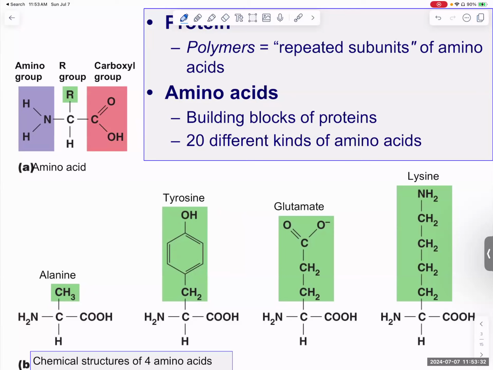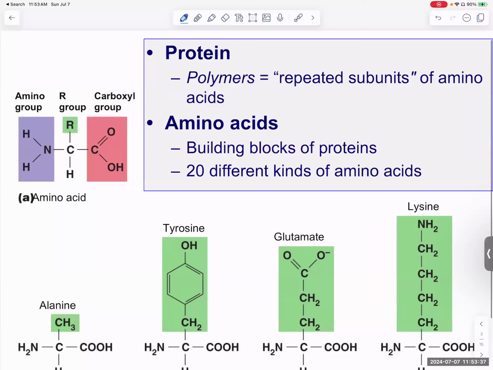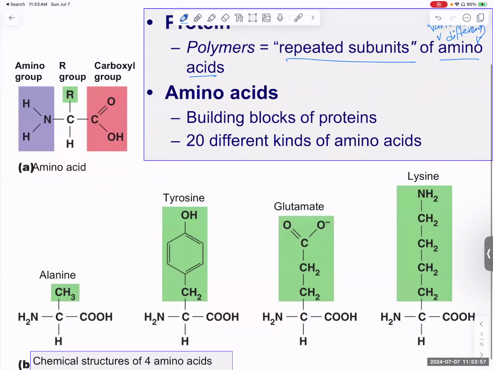We went through this in biomolecules, but again, proteins are polymers or repeated subunits. So polymer just means it's a repeated subunit of various different amino acids. So this could be various and different amino acids. So there's 20 different kinds of amino acids. And different proteins are different combinations of these 20 amino acids strung together or chained together with peptide bonds.